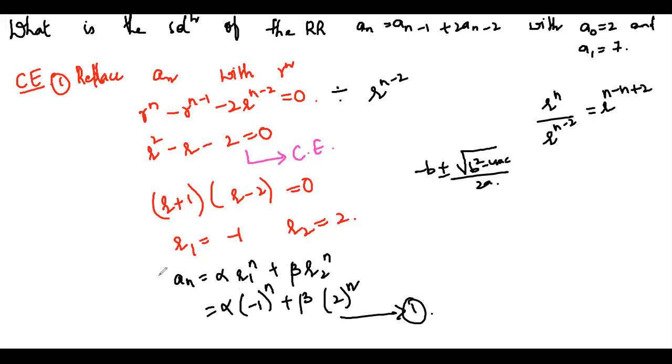This is the general solution. And what are these alpha and beta? They are some constants. Now, once we have this, we have been given the initial conditions. What were the initial conditions? A0 was 2 and A1 was 7. So let's substitute the values of the initial conditions in the equation that we have written as equation 1.